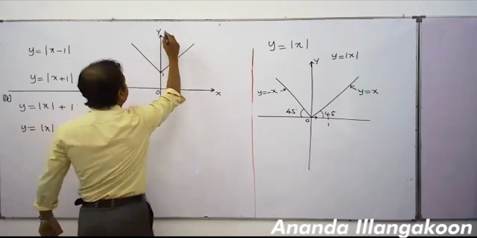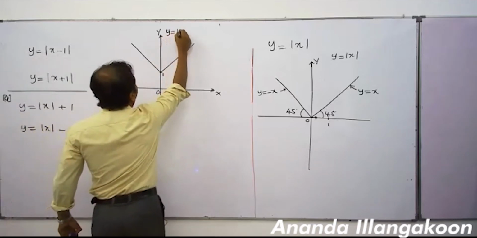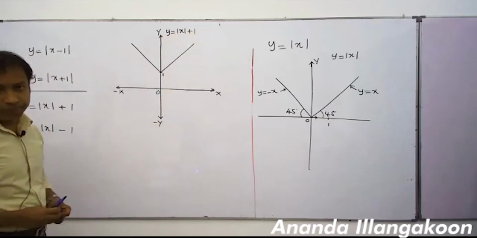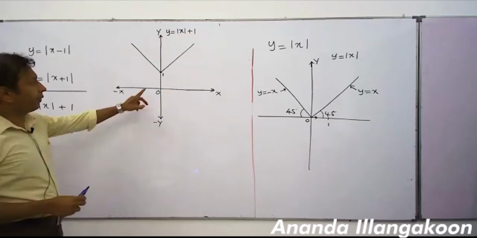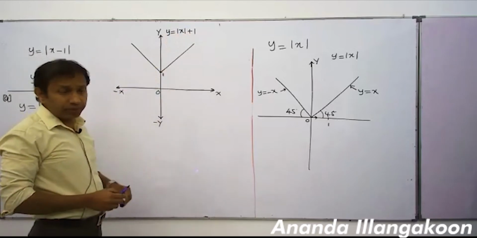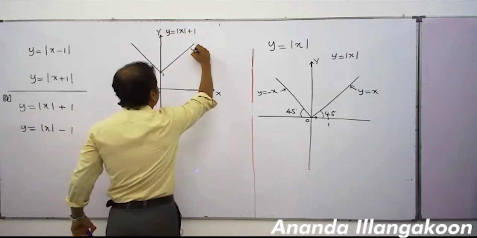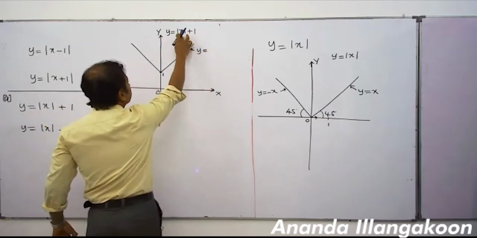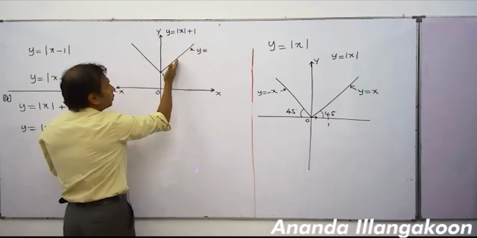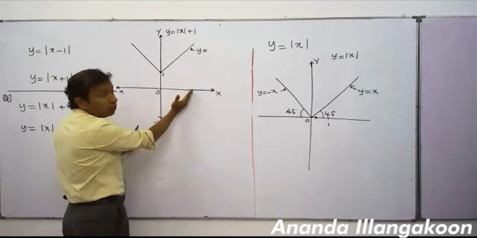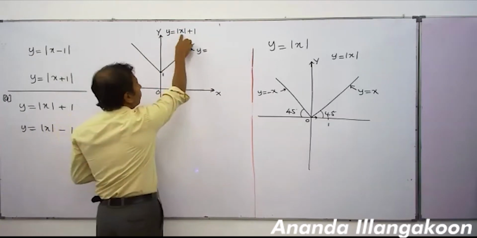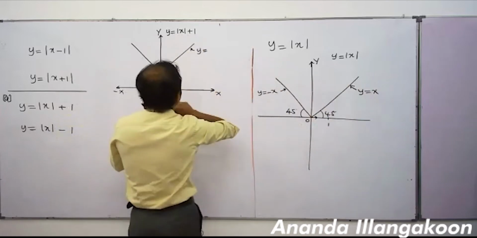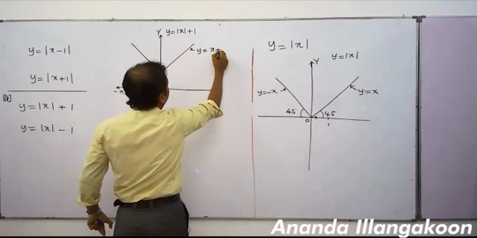The single equation we can assign for this is y equals mod x plus 1. Okay. But if I take this branch and this branch separately, you can take the equation this way. Y equals mod x. Right. This part is on the right hand side of 0. On the right hand side of 0, this mod x is x here. And to that 1 is added. Therefore, this is y equals x plus 1.